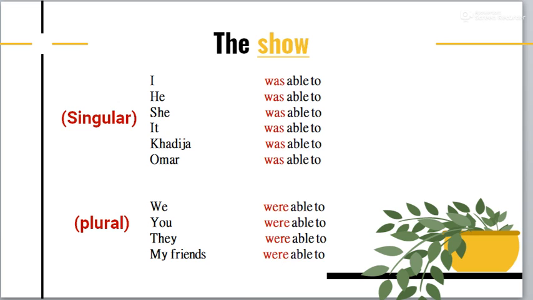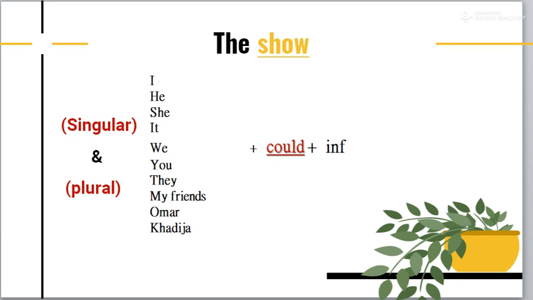So the usage of was or were depends on the subject, the doer. What about could? Could is used with any subject, singular or plural. I, she, we, they, my friends, and so on. We use could plus the infinitive.